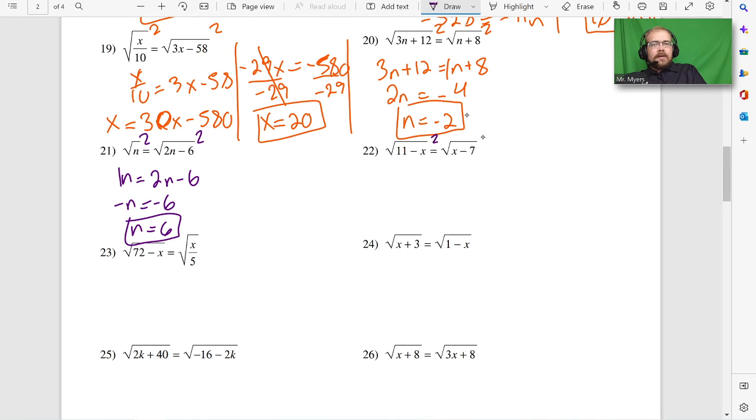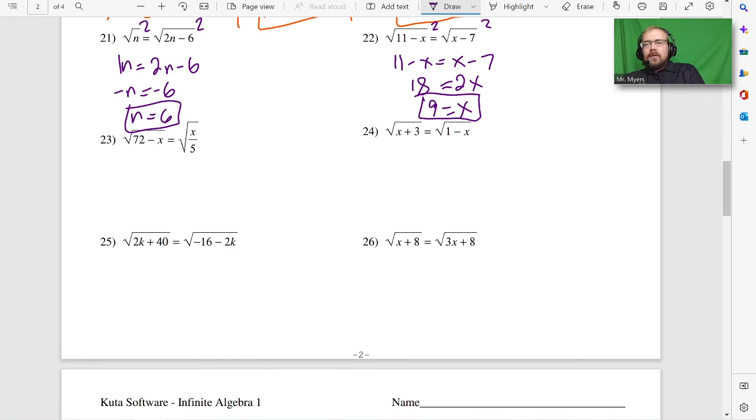All right, square, square. 11 minus x is equal to x minus 7. We'd add x to both sides, so 2x. And then add 7 to both sides, so 18. Divide both sides by 2, and you get 9. That looks like that works as well. 11 minus 9, 9 minus 7, both are 2. Okay.